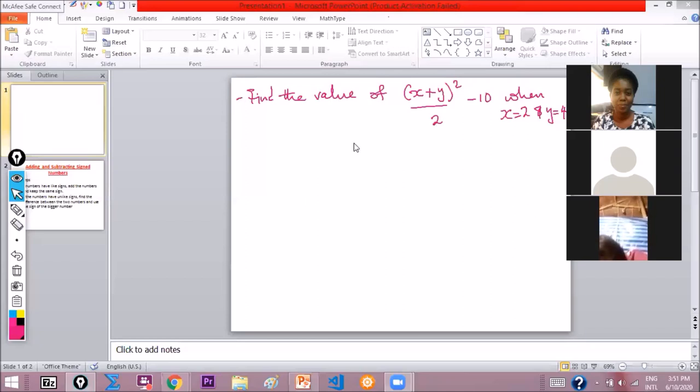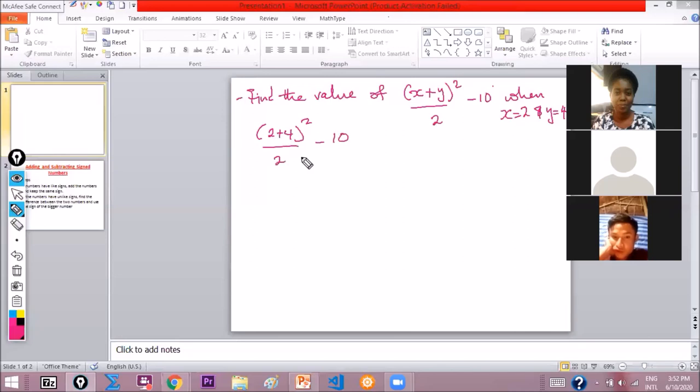Hello, Cynthia. I'm doing 31. What's your answer? 31. Okay, your answer is 31. Let's solve this together now. Putting in x as 2 and y as 4: (2 + 4) all squared, divided by 2, then minus 10.